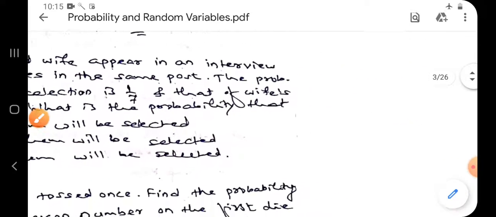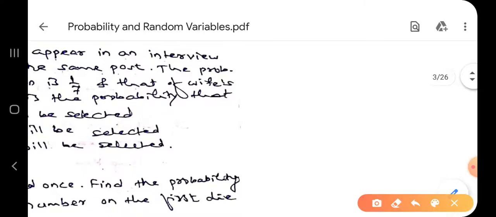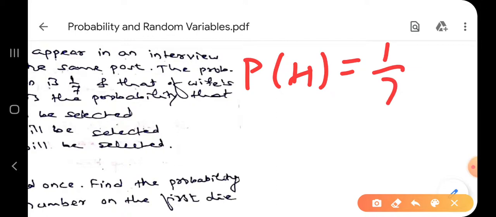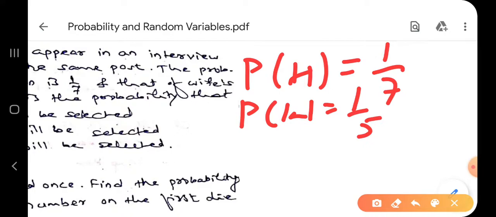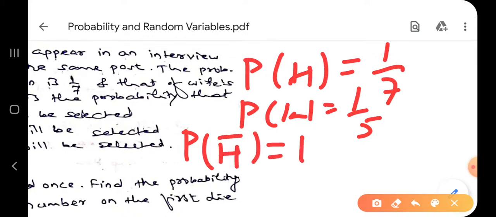Here, what is given? P of husband's selection is 1 by 7, and the probability of wife's selection is 1 by 5. Correct? There are two posts, so these two events are independent events. Two separate posts are there. Now, you can find that the husband is not selected. That is P of H complement, which is 1 minus 1 by 7. What do I get? 6 by 7.